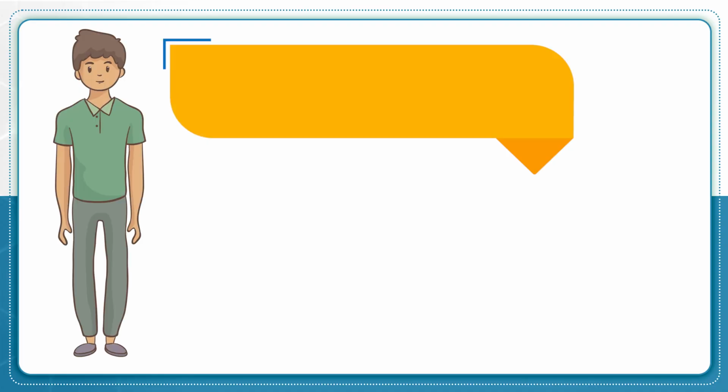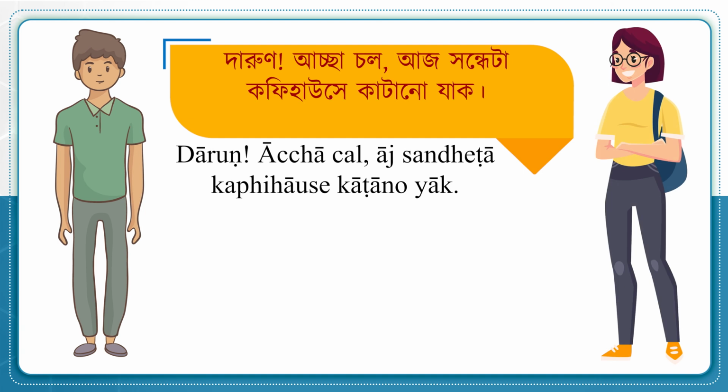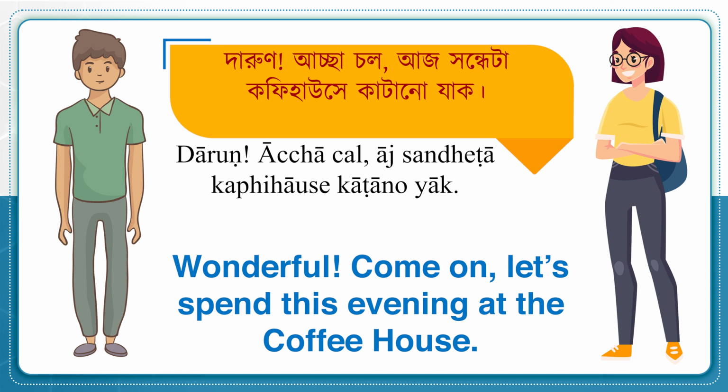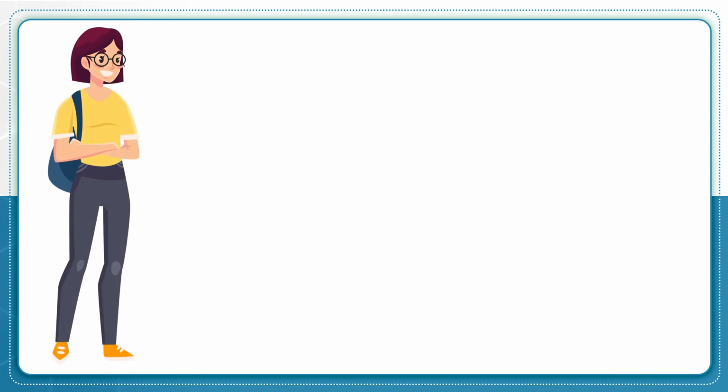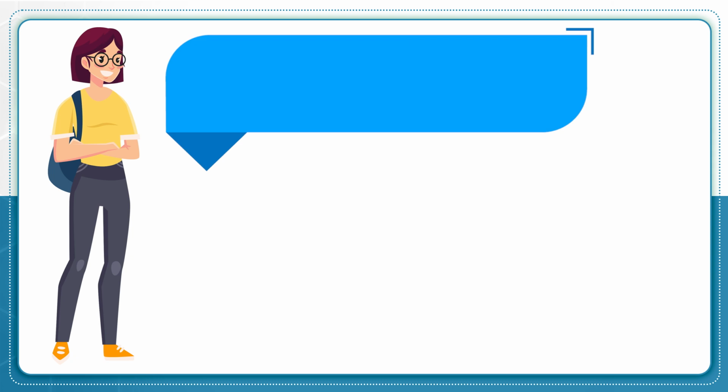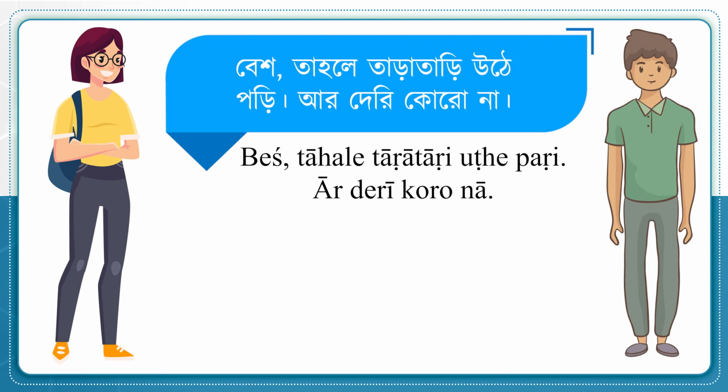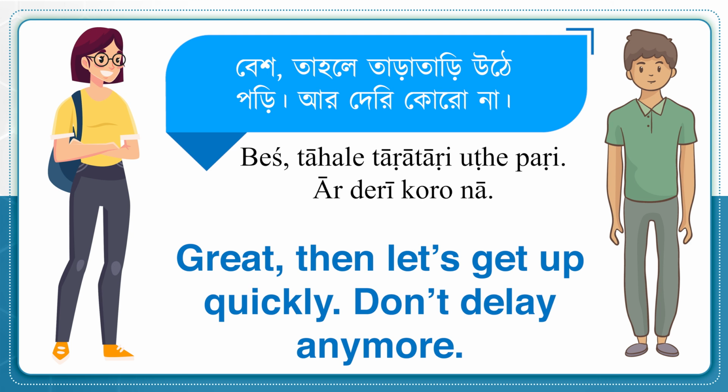Atish says, "Darun, acha chol, aaj সন্ধ্যেটা coffee house এ কাটানো যাক." Atish says, "Wonderful. Come on, let's spend the evening at the coffee house." Now we will look at what Manushi replies to Atish. Manushi replies, "বেশ, তাহলে তাড়াতাড়ি উঠে পড়ি, আর দেরি করো না." Manushi replies, "Great, then let's get up quickly, don't delay anymore."